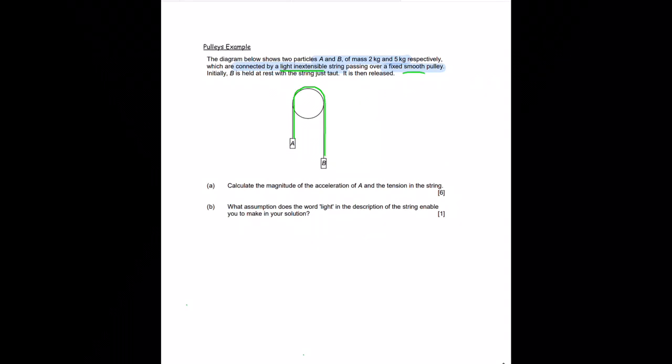A has a mass of 2 kilograms from the question, so it's got a weight of 2g. B is 5 kilograms, so it's got a weight of 5g. And stopping B from just free falling, even though it probably will fall but accelerate at a smaller rate, is the fact that this rope is attached to something at the other end. So the rope is actually holding it up a bit.